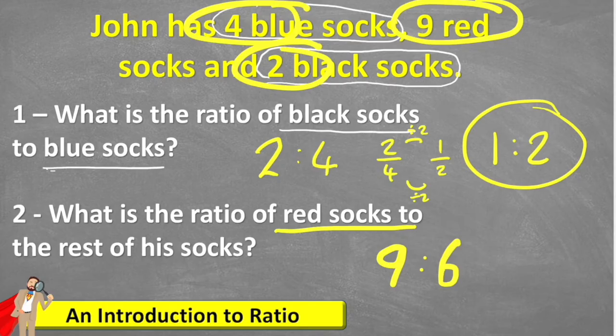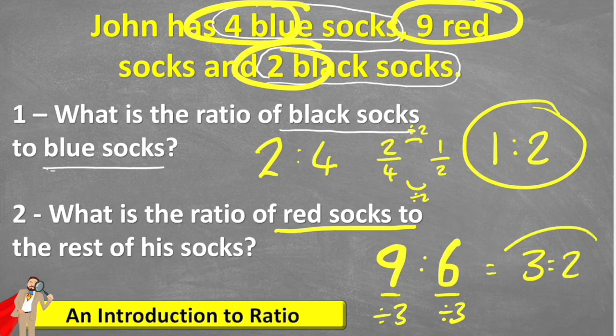But again, I think I can simplify this. And just following the rules of simplifying, whatever I do to one number, I must do to the other, and I have to use multiplication or division. If you're not too confident on simplifying fractions or simplifying in general, check out my simplifying video, that's going to really help you out. But I can see that we can divide 9 by 3, and I can also divide 6 by 3, and 9 divided by 3 equals 3, and 6 divided by 3 equals 2. So my simplified ratio is 3 to 2.